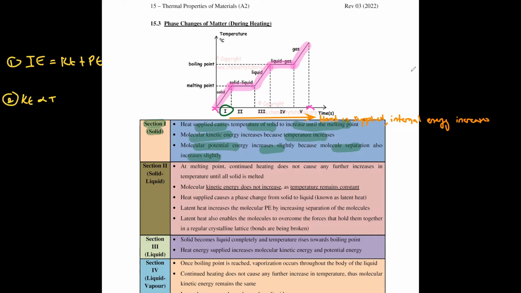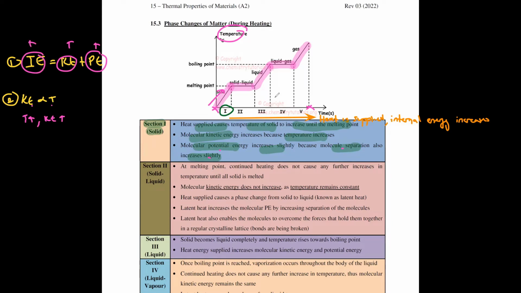So here when you look at your graph, you're going from here to here, your temperature is actually increasing with time. Because Ke is proportional to temperature in the first place, temperature increases, Ke increases, no? That's why here we say Ke increases. And then when you heat up your solid, it will expand a little. So your separation between your molecules also increases, but only slightly. So we will also say that your molecular potential energy increases. That's why here your internal energy is increasing.